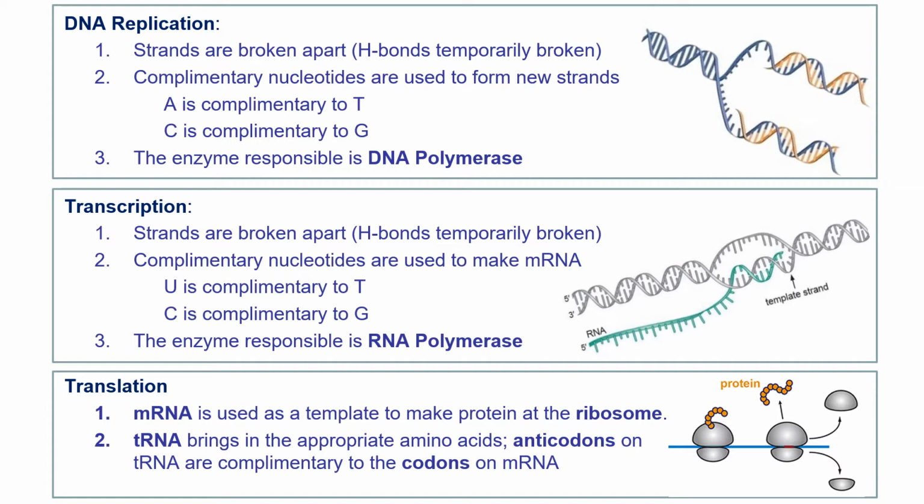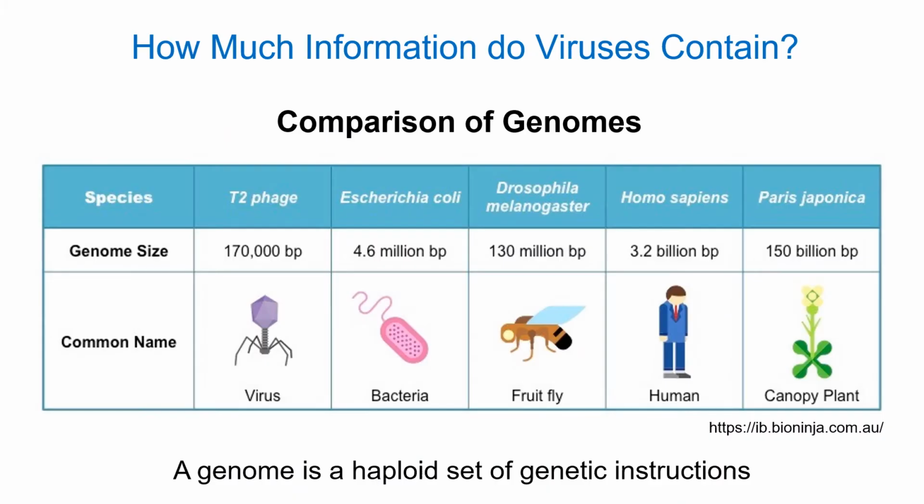Finally, we have translation, and this occurs at a ribosome. And here, the message that's found within the messenger RNA is going to be decoded, and it's going to be used to build a sequence of amino acids. Our main focus today is going to be viruses. I'll come back to prions at the end of the topic.